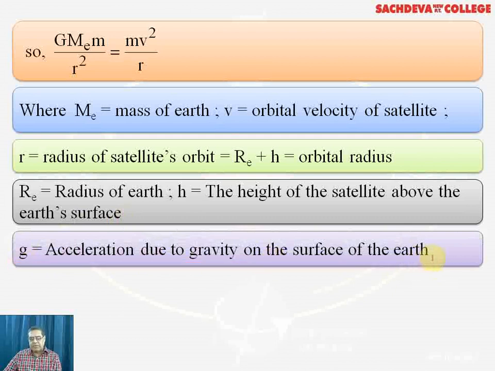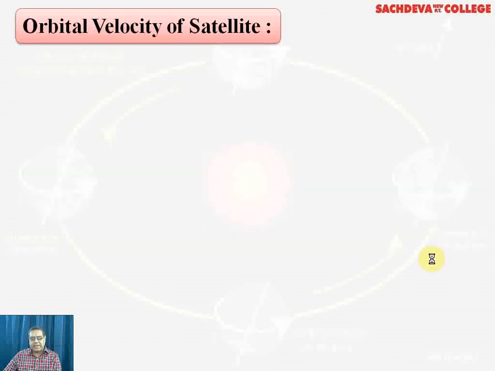But if we want to find the acceleration due to gravity at height h from the surface, then we have to take not only the radius of the Earth, but we have to add the height to that radius, and the net distance of the satellite from the center will become Re plus h. So we have to find the acceleration due to gravity at that height, and that is called g dash. So g is on the surface of the Earth, and g dash, if we write, will be at a specific height from the surface.